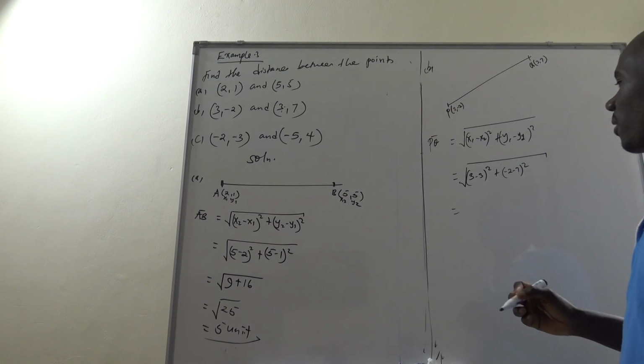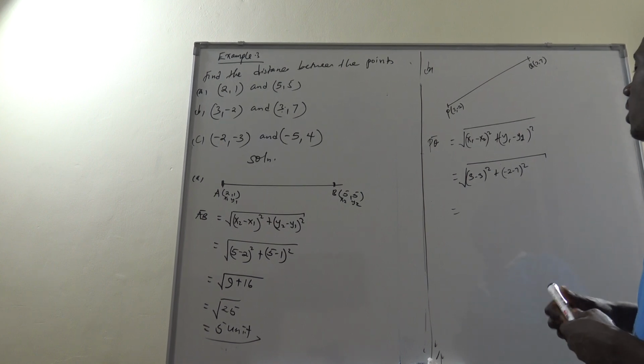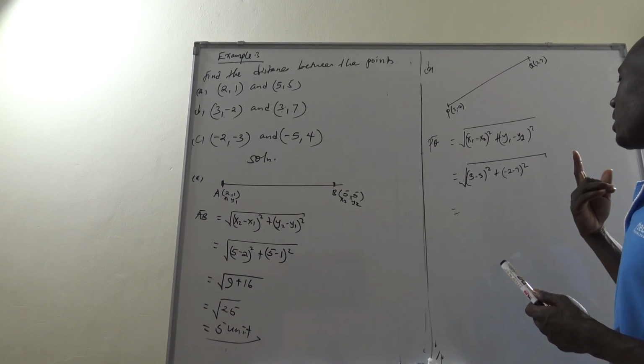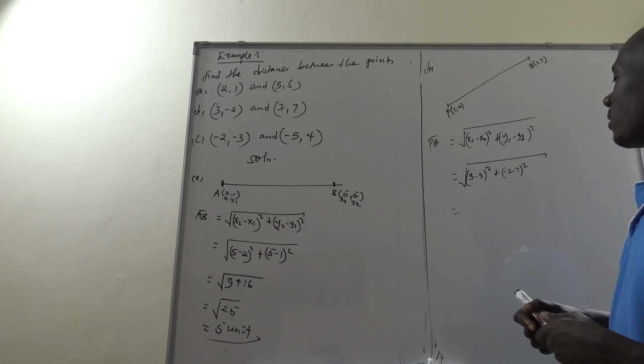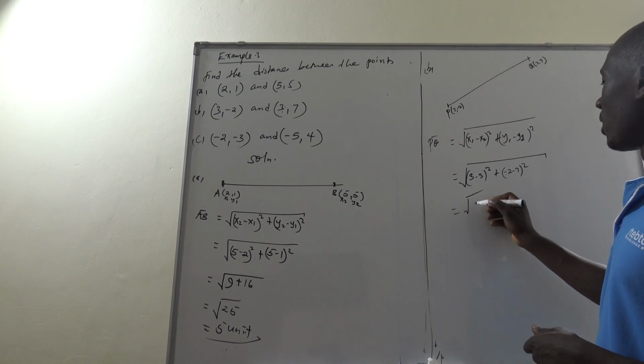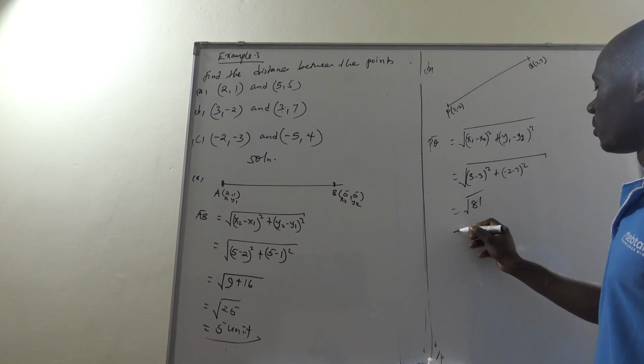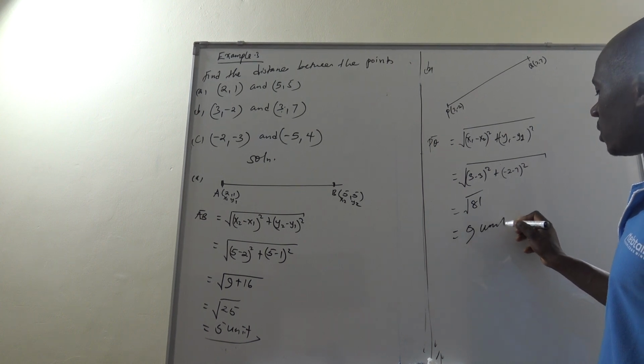So what is 3 minus 3? It is 0, and 0 squared we are getting 0, plus -2 minus 7 we are getting -9, and -9 squared we are getting 81, so the root is 9 units.